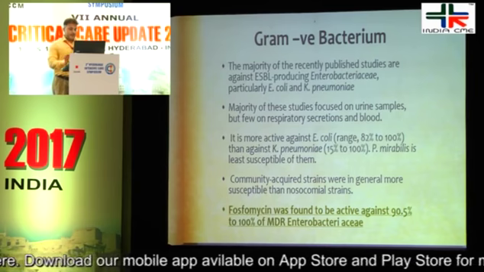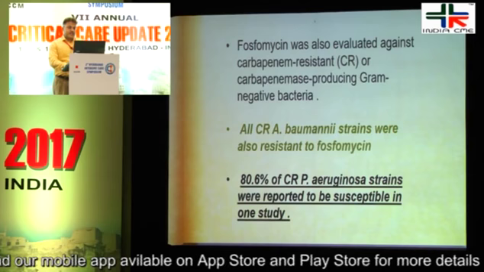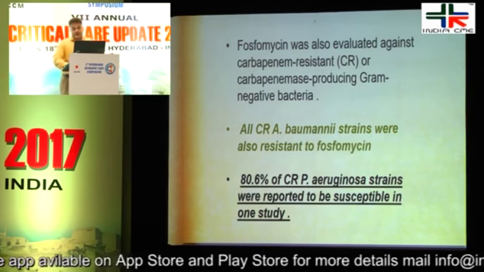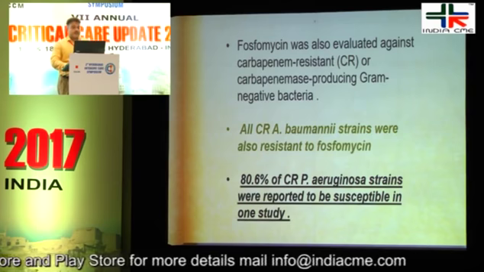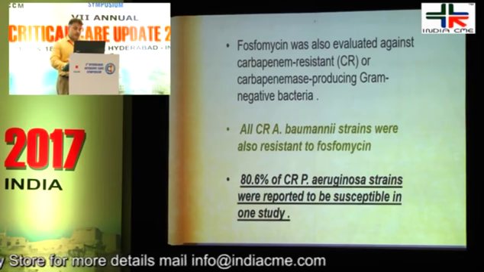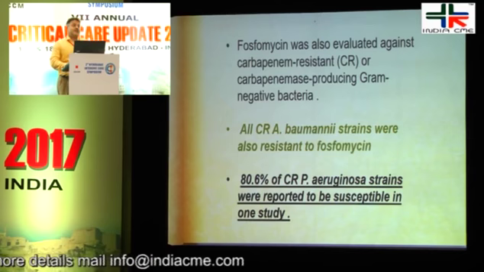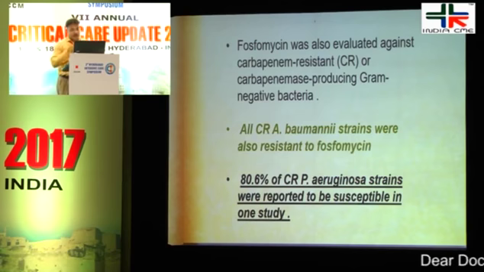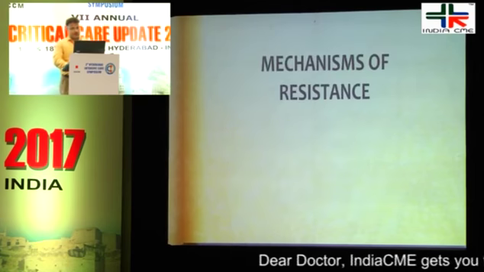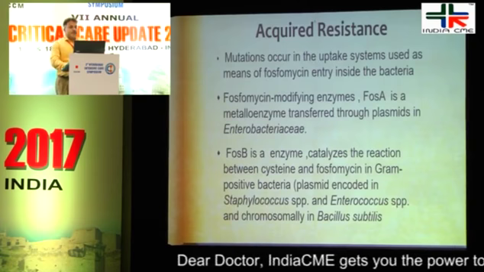But again, we have to remember that it doesn't work in Acinetobacter at all. But 80% of the carbapenem-resistant Pseudomonas strains were reported to be susceptible, although Pseudomonas itself is intrinsically resistant to fosfomycin. So why it is working on MDR, I do not have an answer, but these are the data which I got and I am just presenting in front of you. Could not get the explanation for that.